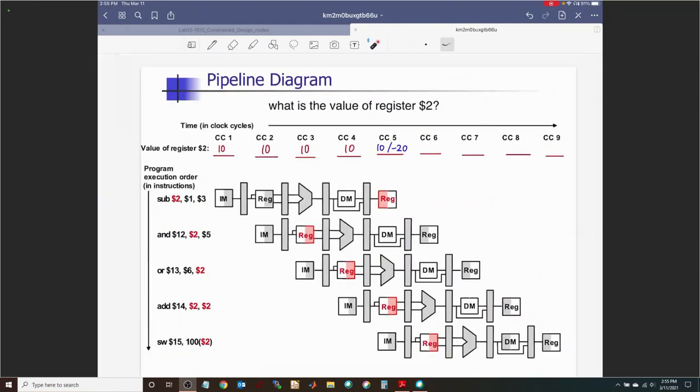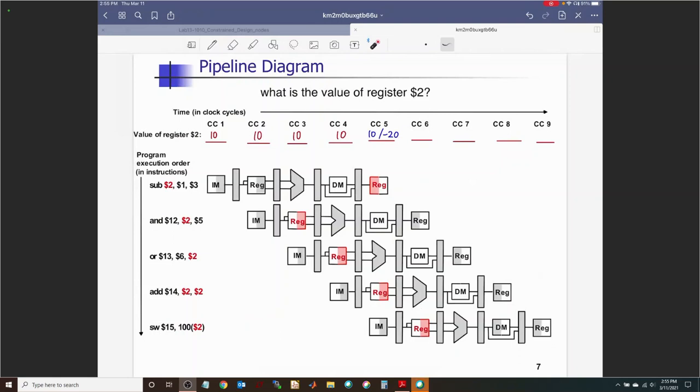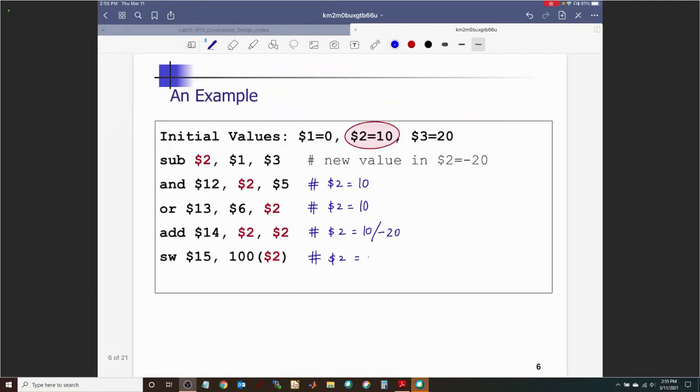Next, how about clock cycle 6? What would be the value here? All right, so now we should be okay, right? We should say, yeah, negative 20 here. And I suppose you guys will agree, negative 20 here, negative 20 here, negative 20 here, right? Now we are absolutely certain that the writing has happened, it's stable, and we are okay. So let me just complete this, negative 20. So we are okay, right?